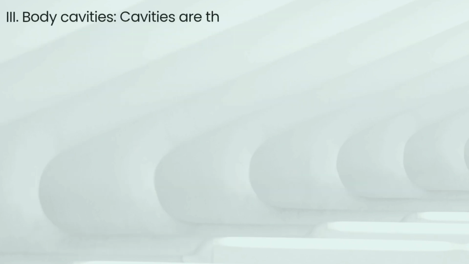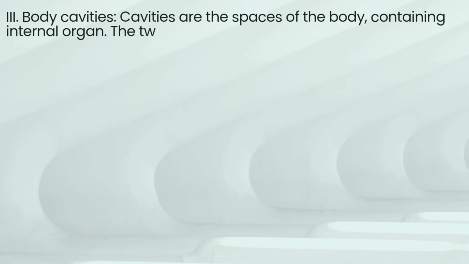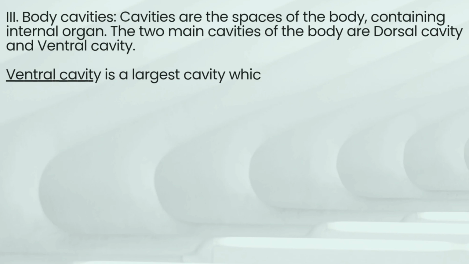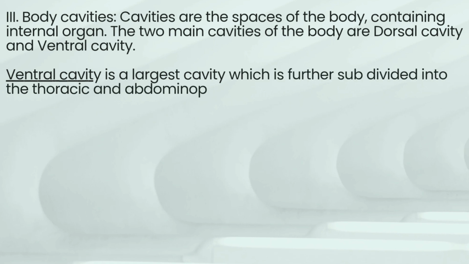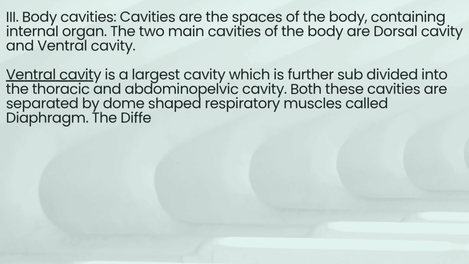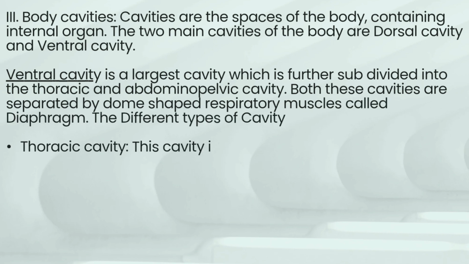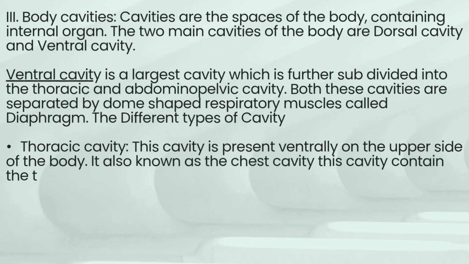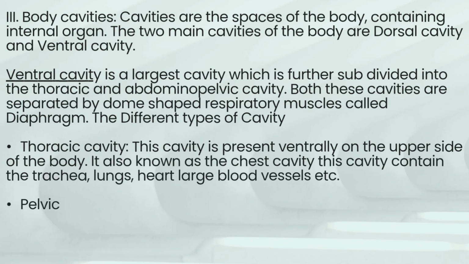Three, body cavities. Cavities are the spaces of the body containing internal organs. The two main cavities of the body are the dorsal cavity and the ventral cavity. The ventral cavity is the largest cavity, which is further subdivided into the thoracic and abdominopelvic cavities. Both these cavities are separated by a dome-shaped respiratory muscle called the diaphragm. The different types of cavity.